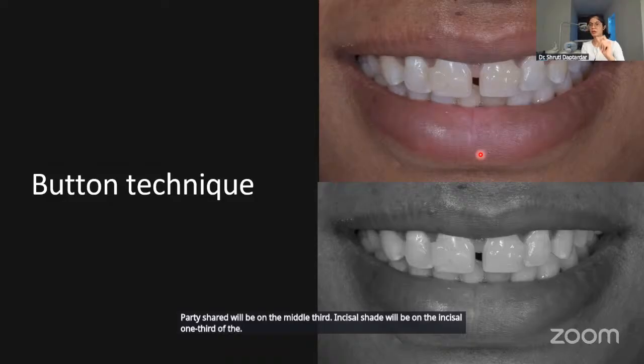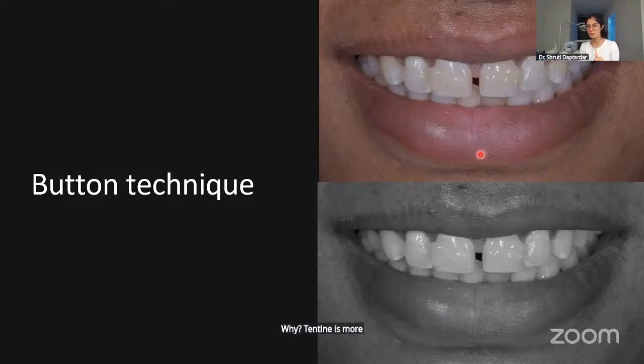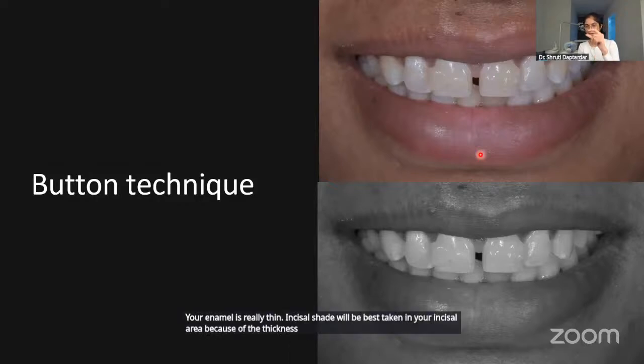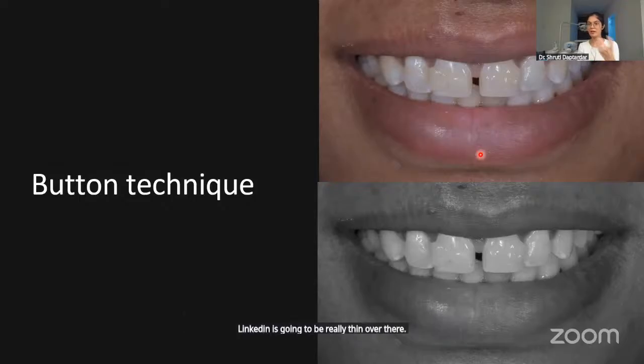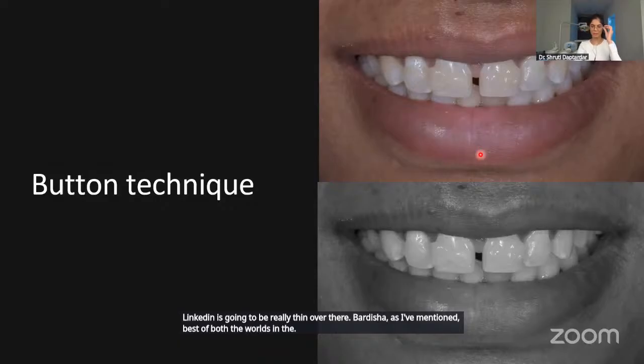Why? Dentine is most visible in your cervical area because of the thickness. Your enamel is really thin. Incisal shade will be best taken in your incisal area because of the thickness of the enamel, and your dentine is going to be really thin over there. Body shade, as I mentioned, best of both the worlds in the middle surface, middle 1/3.